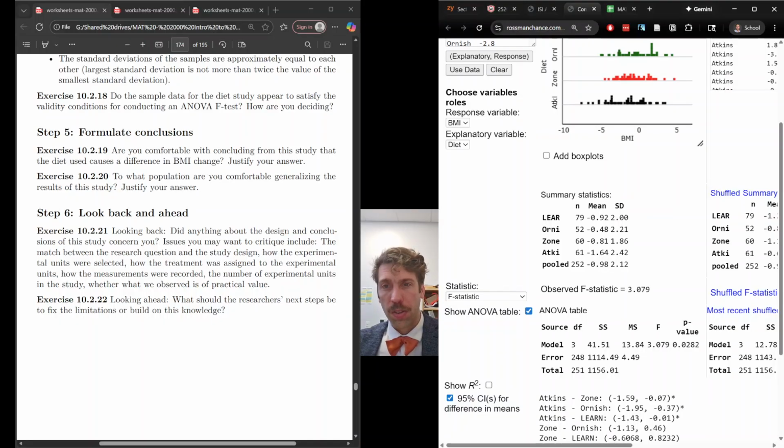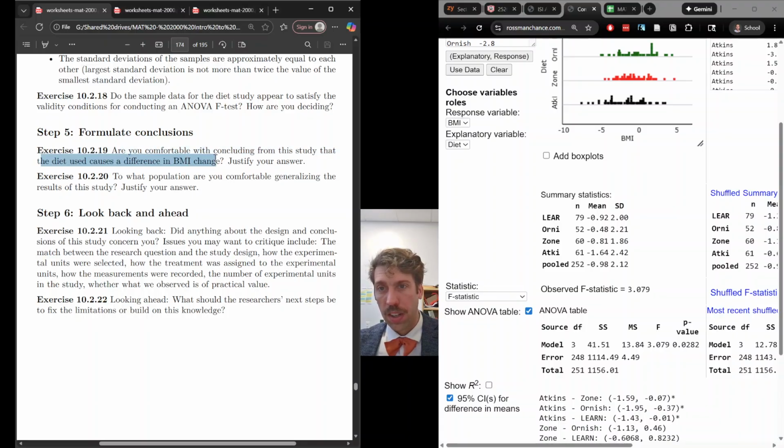Okay. All right, for number 19, are you comfortable with concluding from this study that the diet you use causes a difference in BMI change? Justify your answer. So for number 19, justifying your answer should refer back to what we just did, okay? To what population are you comfortable generalizing the results of the study? Justify your answer. So that's relating back to some of the early questions at the beginning, okay?